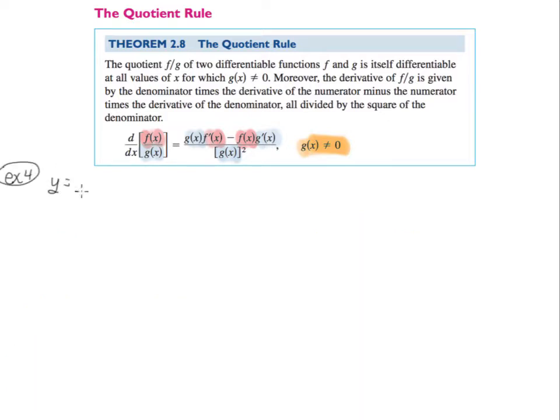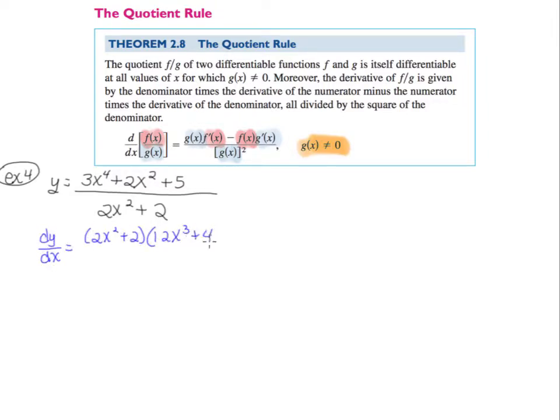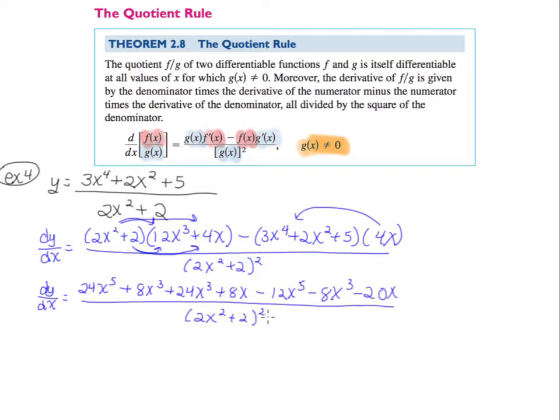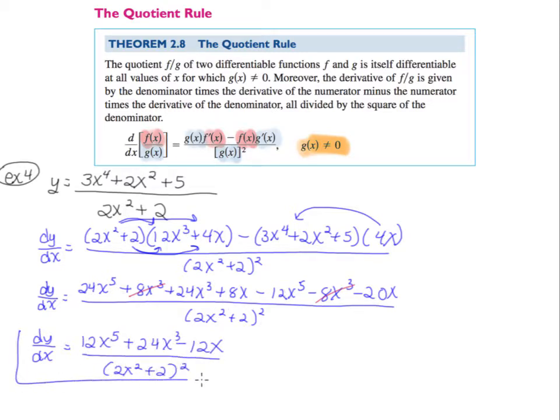For our last quotient rule example, let's try finding the derivative of y. This is a polynomial divided by a polynomial. We'll start with the quotient rule. Low d high minus high d low over low low. Simplify using algebra. Afterwards, we'll combine like terms. Our final derivative answer would be 12x to the 5th plus 24x cubed minus 12x divided by 2x squared plus 2 quantity squared.